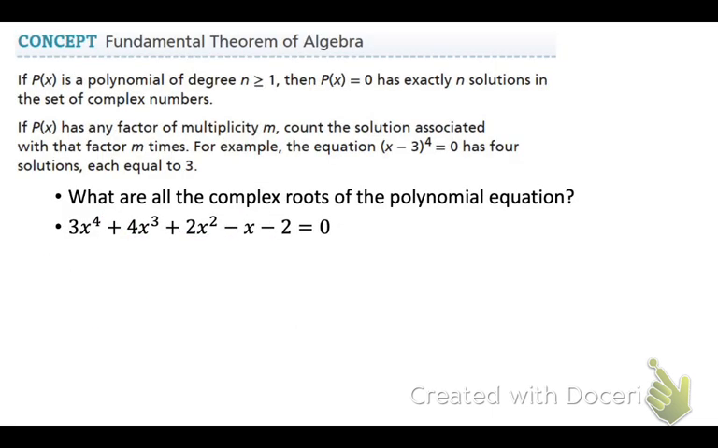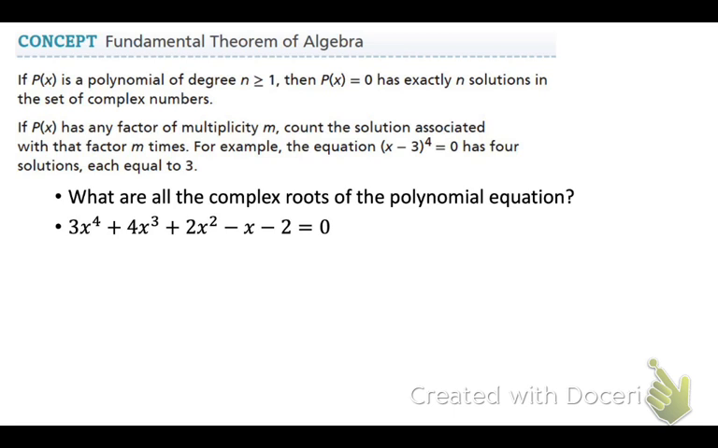So, it says concept of fundamental theorem of algebra. We just did the fundamental theorem of calculus the other day. There's a fundamental theorem in most math classes, but the algebra one says if p of x is a polynomial of a degree greater than 1, so anything other than x, like 2x, right? Anything other than that has exactly n solutions in the complex number system.